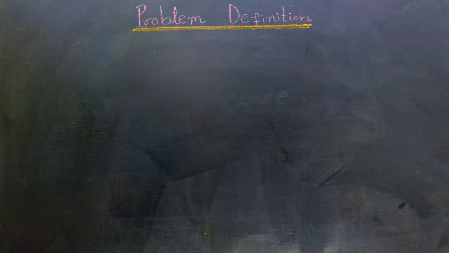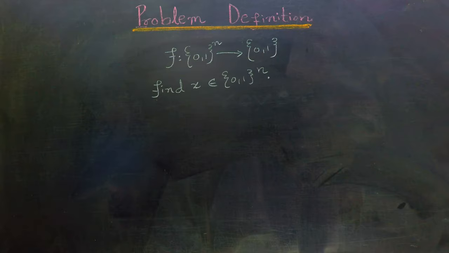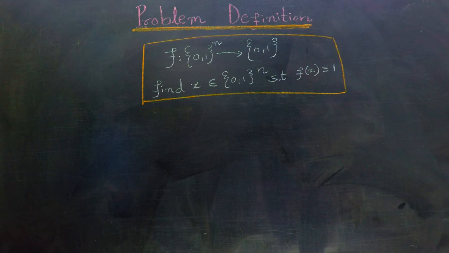We are given a function f that takes n bits as input and produces a single bit output. That means we can say our function output is true or false. Our goal is to find a specific input on which the function returns true. That's it. But remember, the function is treated as a black box, so we are not allowed to look inside the function. We can just give a specific input to the function and check the corresponding output.